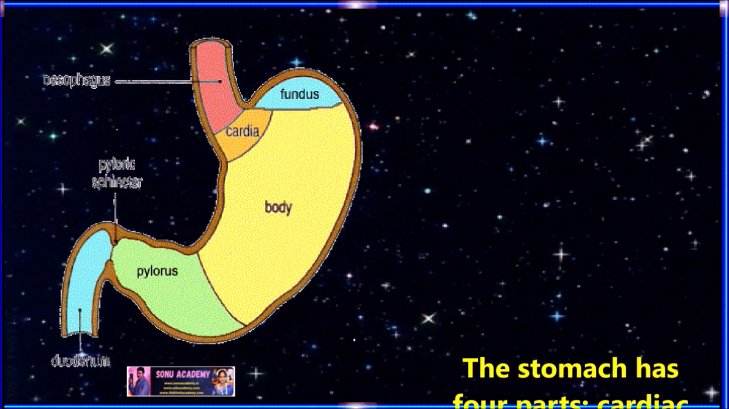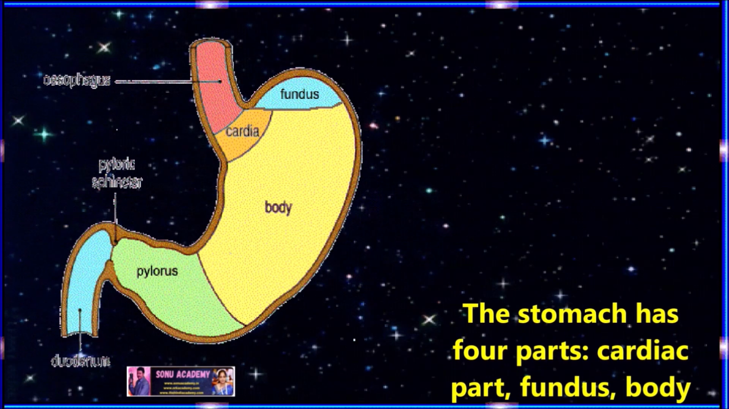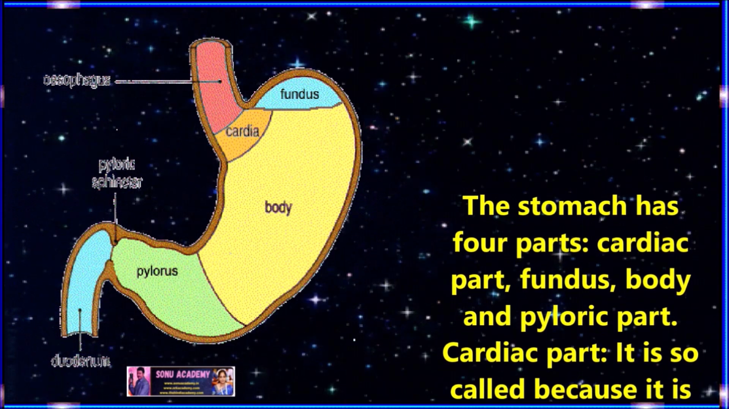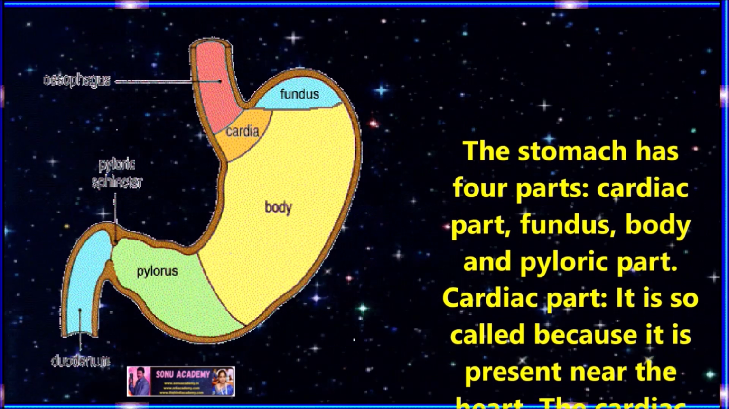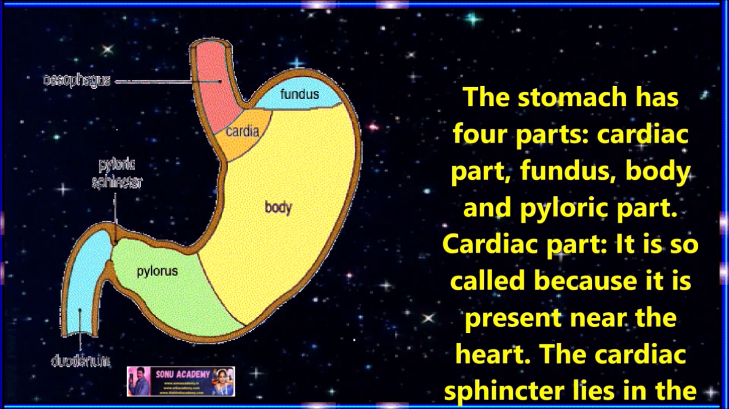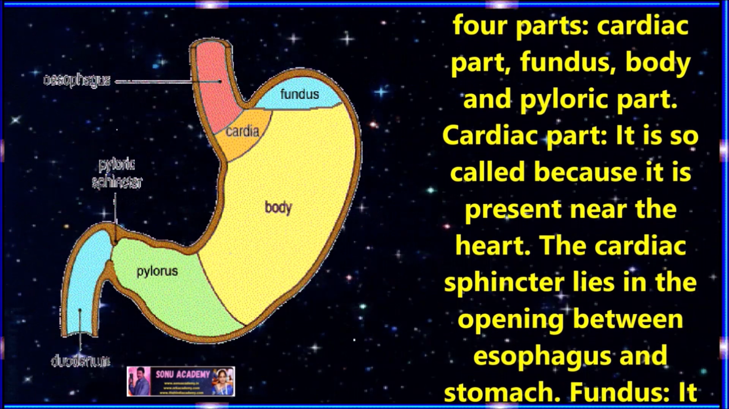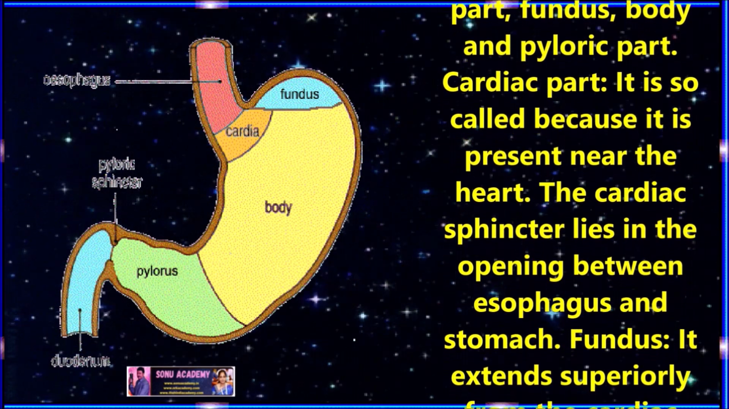Now let us discuss the four parts of the stomach. First is the cardiac part, second is the fundus, then the body and the pyloric part. Let us discuss the cardiac part. It is called the cardiac part because it is present near the heart. The cardiac sphincter lies in the opening between the esophagus and stomach.